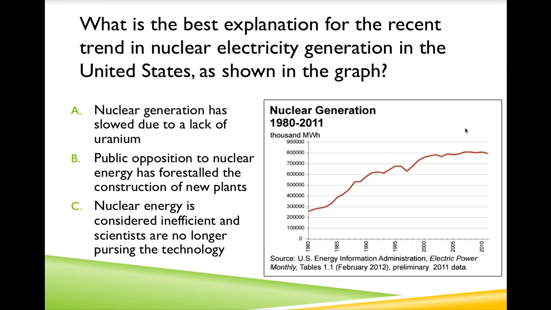The correct answer is B. Public opposition to nuclear energy has forestalled, which means prevented or slowed, the construction of new power plants. So this is where we are currently. We have yet to see if pebble bed reactors will catch on and be safe enough that people are willing to have them in their areas. To me, they seem much safer, but there are always people who object, and so we'll see if that occurs.